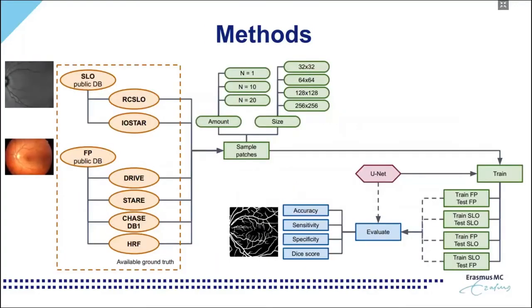To that end, 6 public databases with manual annotations were used, 2 SLO and 4 Fundus Photography. A U-Net was used as base model, and we studied how the number of patches per image and their size affected the result. Then, the model was trained using all the available datasets from one modality and testing using all the datasets from the other modality.